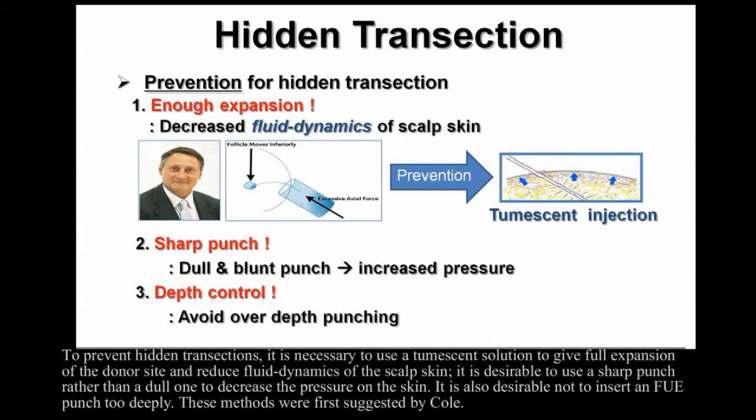To prevent hidden transections, it is necessary to use a tumescent solution to give full expansion of the donor site and reduce fluid dynamics of the scalp skin. It is desirable to use a sharp punch rather than a dull one to decrease pressure on the skin. It is also desirable not to insert an FUE punch too deeply. These methods were first suggested by Cole.